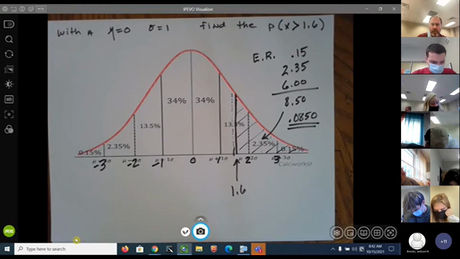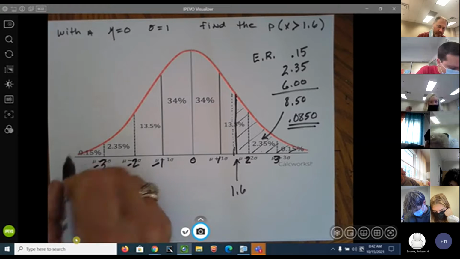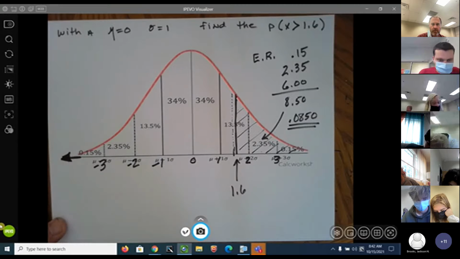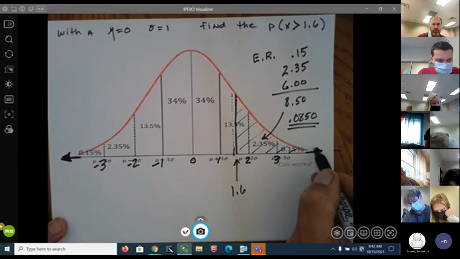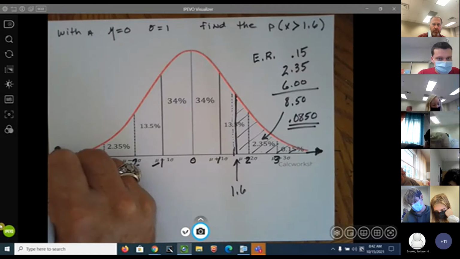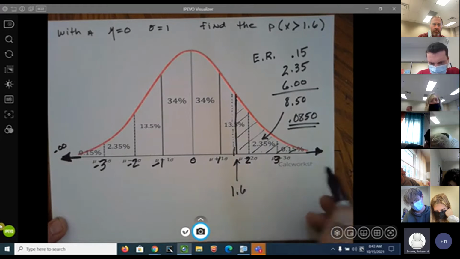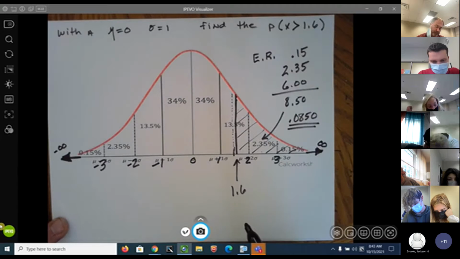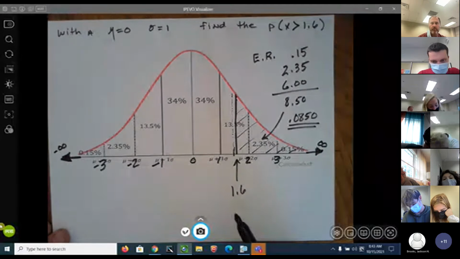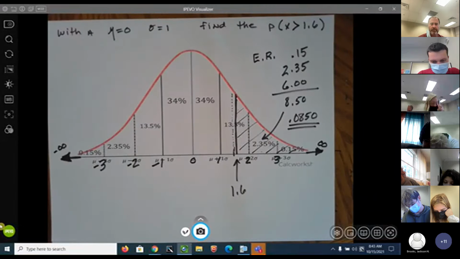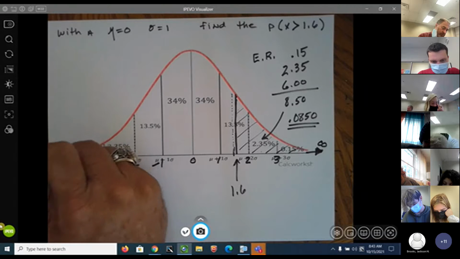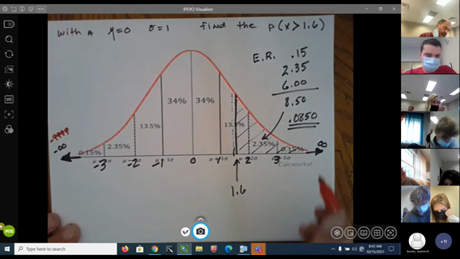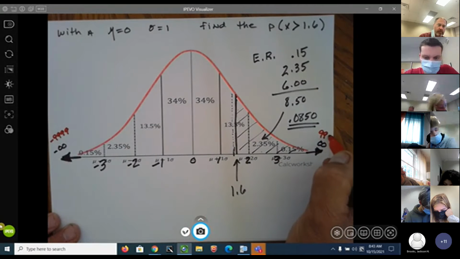So now we're going to actually calculate it. Somebody tell me what this arrowhead is called right here. Negative infinity. And this arrowhead? Positive infinity. Well, we can't type in positive infinity and negative infinity. So from now on, in this 7.1 and 7.2, we're going to call negative infinity negative 9999. And we're going to call positive infinity 9999.